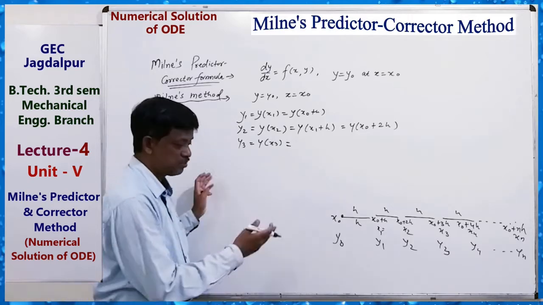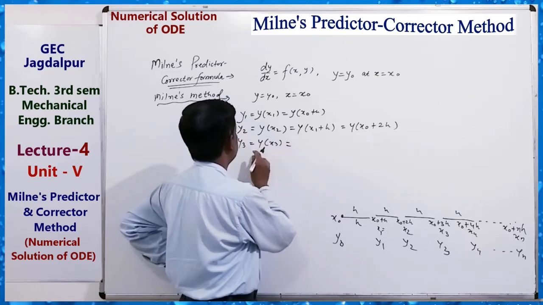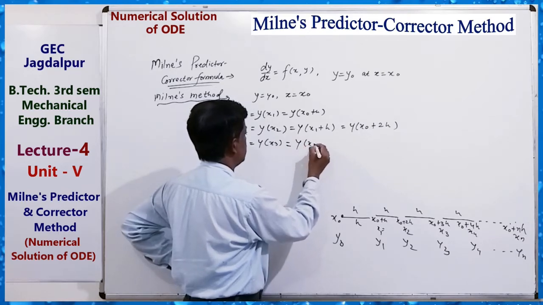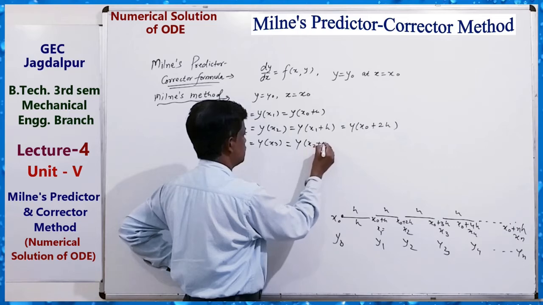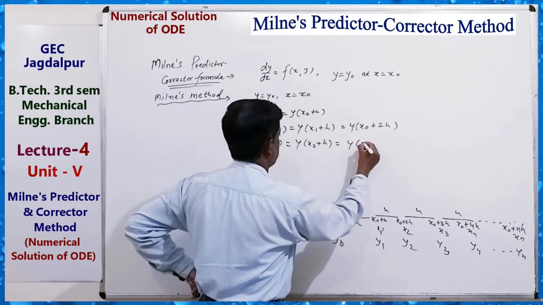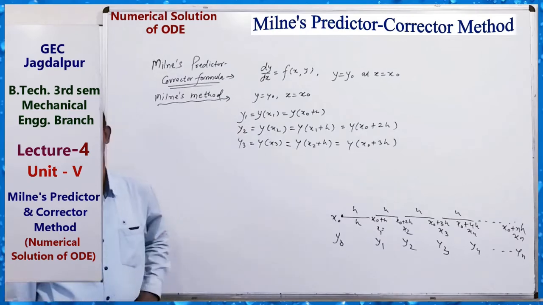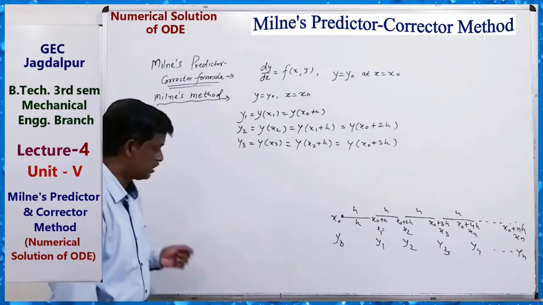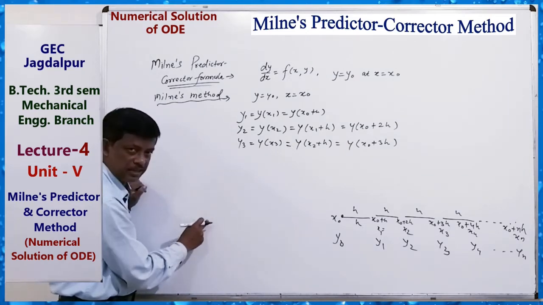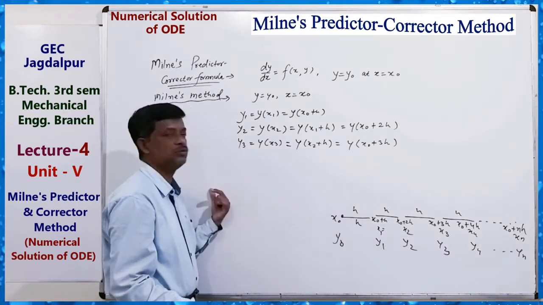Milne's formula. What is Milne's formula? We have to do this process for finding the formula. Here x2 plus h, that is x2, means x0 plus 3h, we can write also. We will find these 3 values. So we can make this type of table: x0, x1, x2, x3 and y0, y1, y2, y3. These 4 values are required.